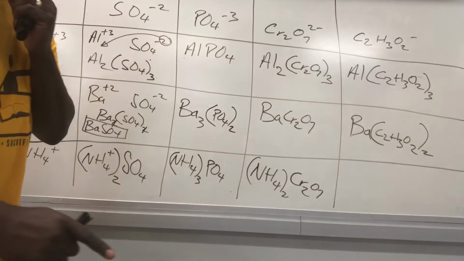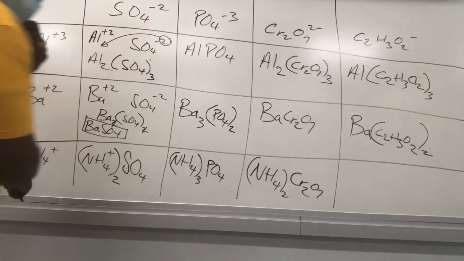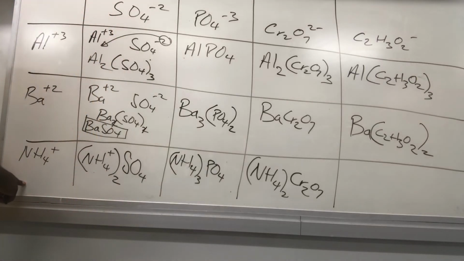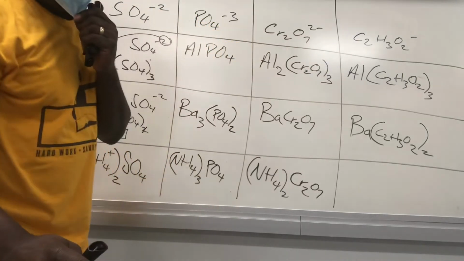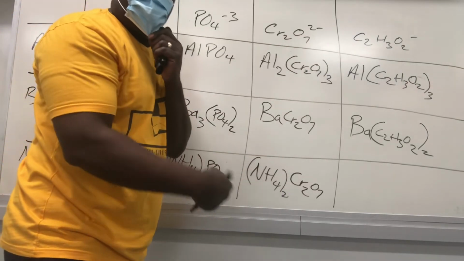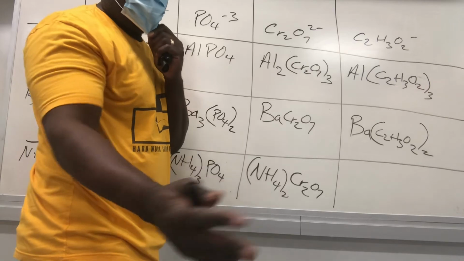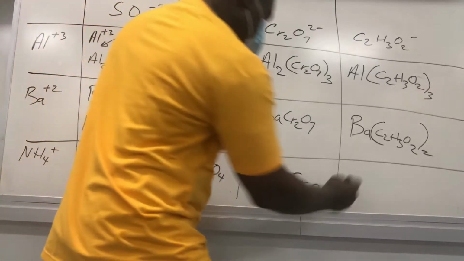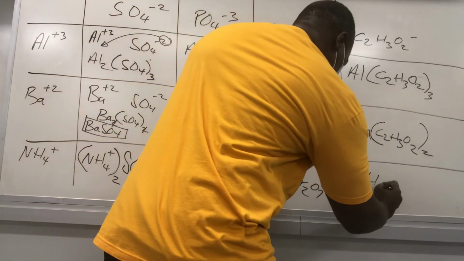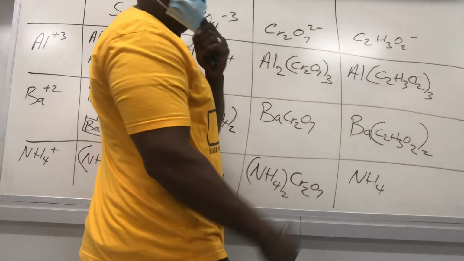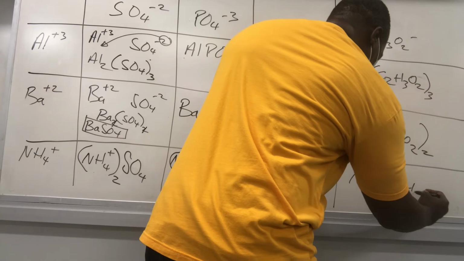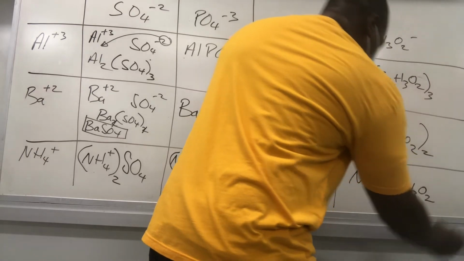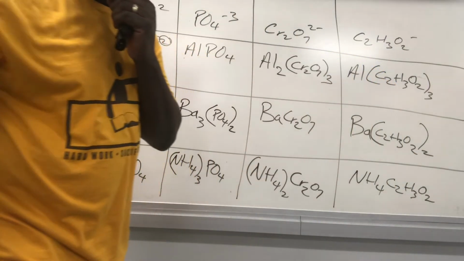And last one, guys, last one is the ammonium ion, okay, with the acetate. Ammonium is plus 1, acetate's minus 1, so it's going to be nice and even and simple. You put them together, NH4, that's a 1, so we don't show anything. And the acetate's 1 also, C2H3O2, and you're done. Okay, guys?